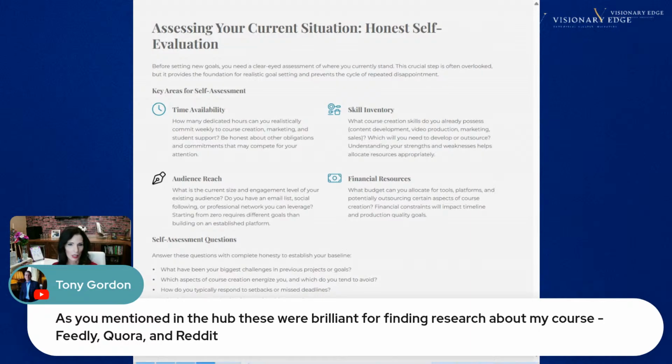So some self-assessment questions here are kind of looking at what are your biggest challenges in previous projects or goals. So this is again where we're kind of identifying our weaknesses. What aspects of the course creation energizes you and what do you tend to avoid? This one is a big one here. Like, I love teaching. I absolutely love teaching, but as I already mentioned, I don't necessarily love debriefing.